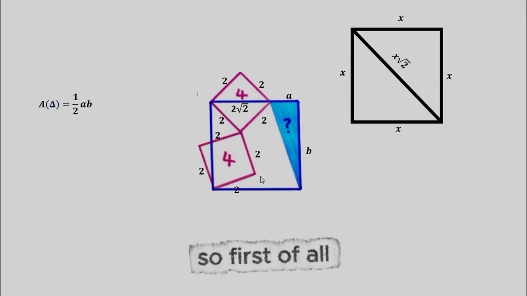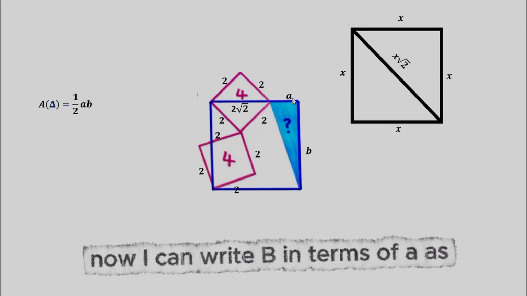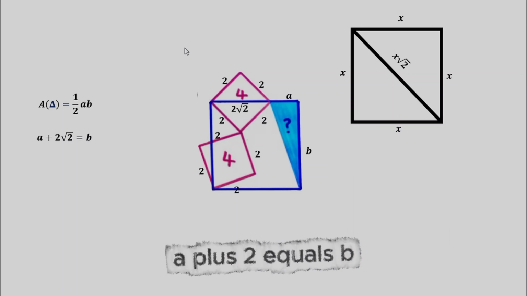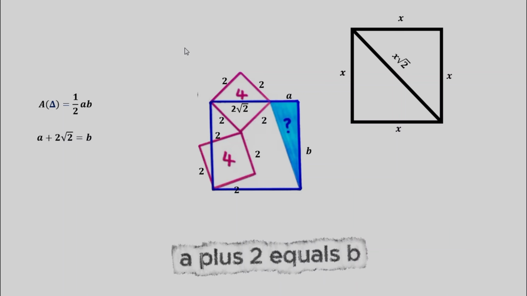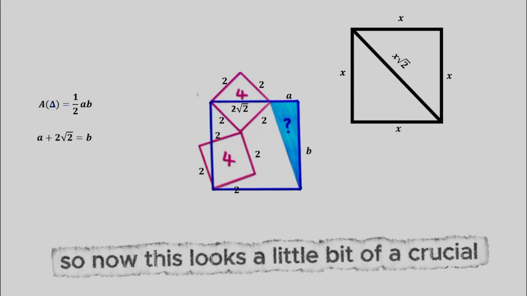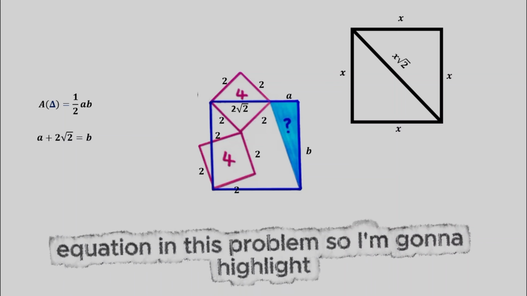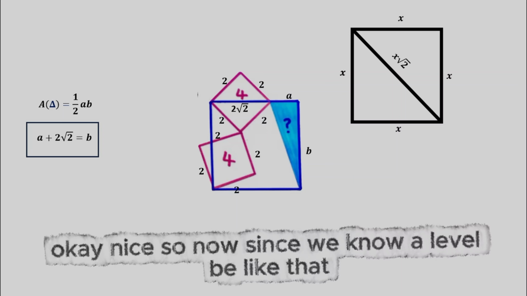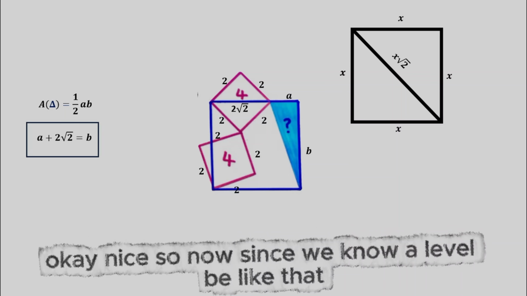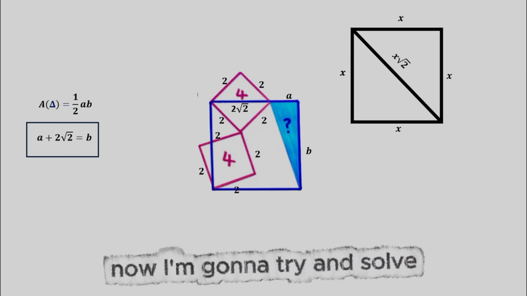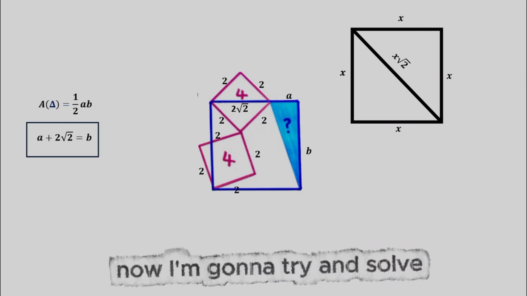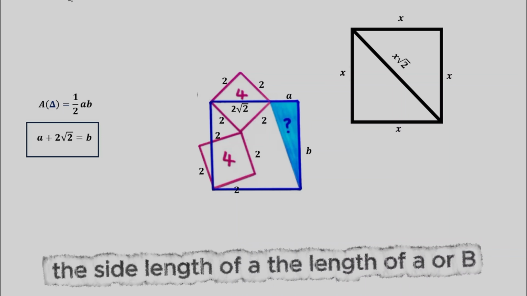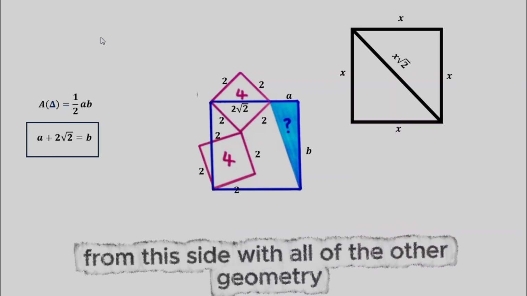So first of all, now I can write B in terms of A as A plus 2 root 2 equals B. So now this looks a little bit of a crucial equation in this problem, so I'm going to highlight that by putting a box around it. Okay, nice. So now, since we know a value for B like that, now I'm going to try and solve the side length of A, the length of A or B from this side with all of the other geometry.